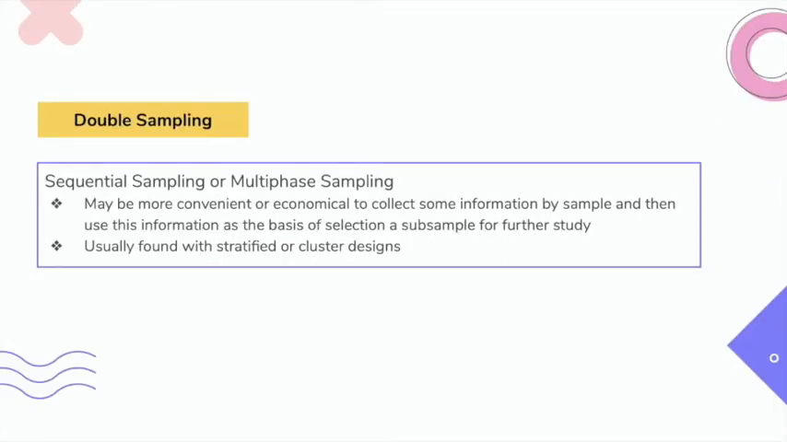And then the last approach is double sampling. It may be more convenient or economical to collect some information by sample and then use this information as the basis for selecting a subsample for further study. And double sampling is often called double sampling, sequential sampling, or multi-phase sampling.